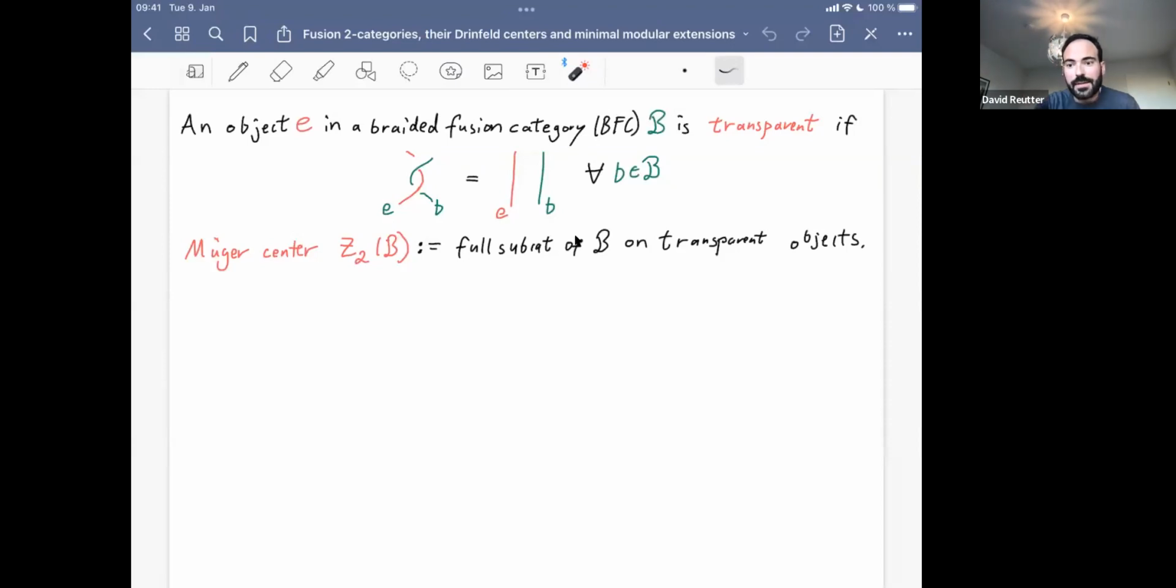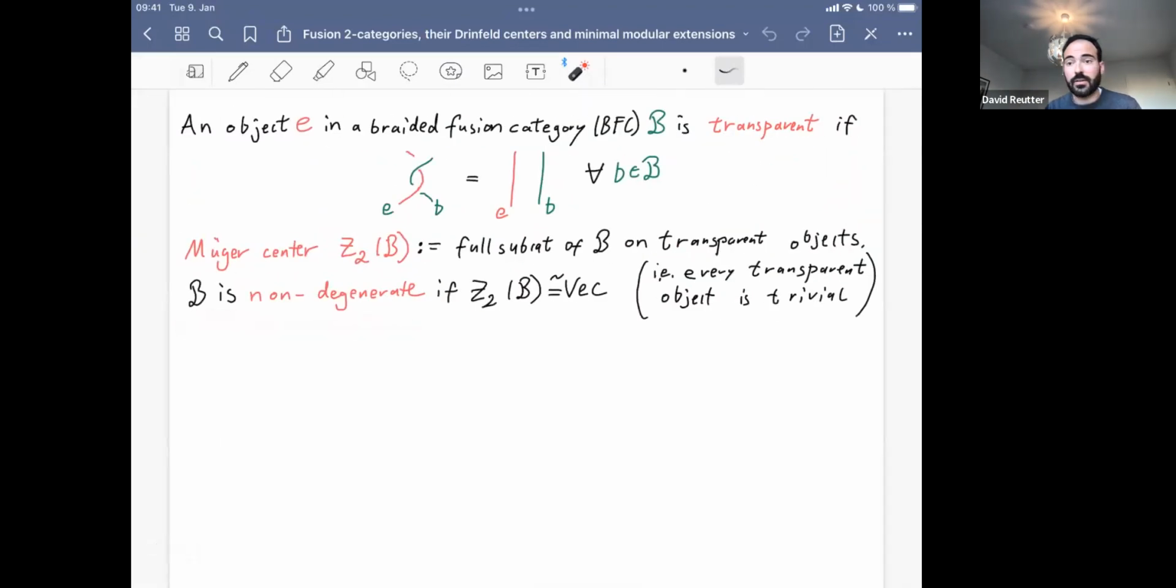So let me start with some basics. An object in a braided fusion category is called transparent, and this is something I think most of you will have seen, if it braids trivially with any other object. So if I'm taking any other object B in this category, I can look at the braiding of this object with that object B. If this is just the identity, then I'm calling this object transparent. It cannot be seen by any other object if I'm trying to probe it via braiding. And I'm defining the Müger center, which I'm going to denote by C_2(B), as just the full subcategory of B on these transparent objects.